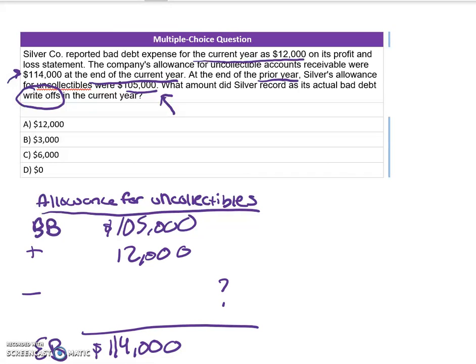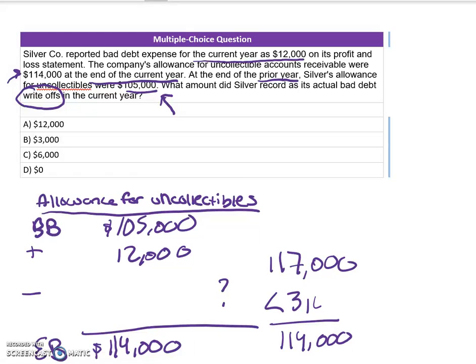So if we take the $105,000 beginning balance plus the $12,000 in our current year expense, we get what? $117,000. Our ending balance we know is $114,000. I'm no mathematician, but $117,000 less what equals $114,000? Our write-offs are going to be $3,000. That's going to be our plug figure. B is correct.